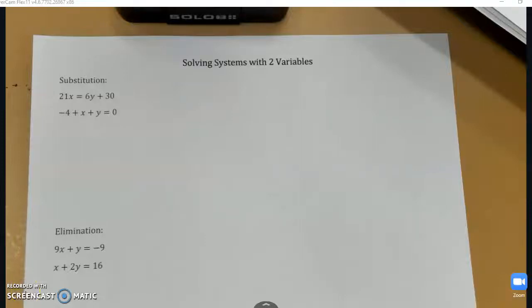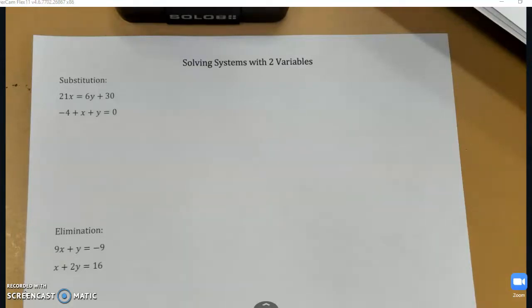We are doing a quick review of two variable systems. This is a skill you were taught in Algebra 1 and reviewed quite a bit in geometry, but we are reviewing it so that you have a foundation for when we get into three variable systems next. Substitution and elimination are the two ways by hand that we solve two variable systems.